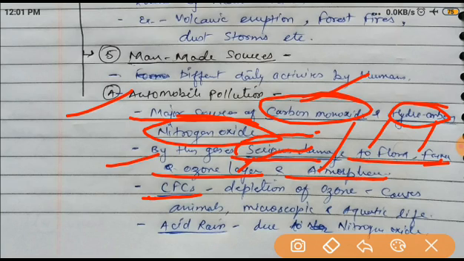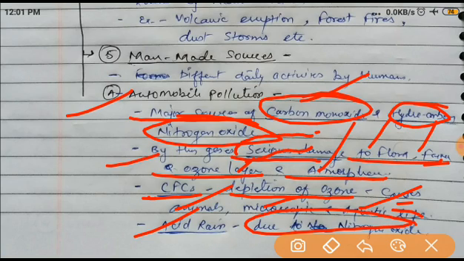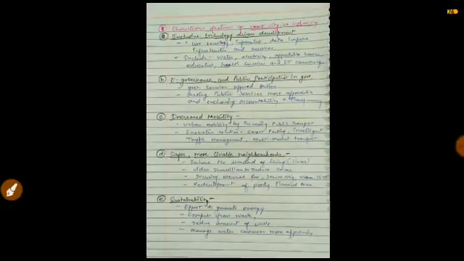Next one is the CFCs. You know very well what the CFCs are. CFC is chlorofluorocarbon, and it depletes the ozone and harms animal, microscopic and aquatic life. You have already studied this in earlier classes. And the last one, which is also very important, is acid rain. So what is acid rain? Due to SO2 and NO2 in the air, when the amount of SO2 and NO2 increases, it causes acid rain when the rain is coming. So these gases mix and cause acid rain.